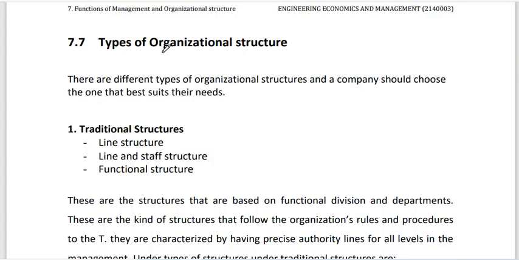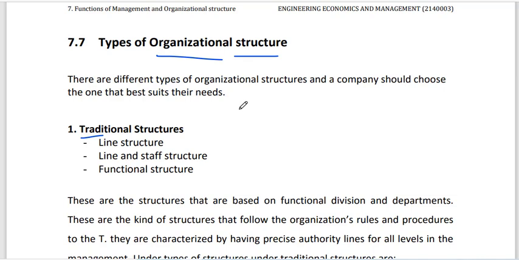In the last lecture we started a new topic, types of organization structure, in which we completed the first structure, which is the traditional structure. In traditional structure we have three different types: one is line, second is line and staff, and third is functional. These three types of structure we already discussed. So in this lecture we will talk about our second structure and third structure.